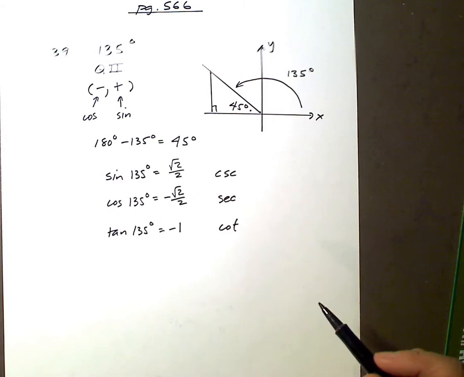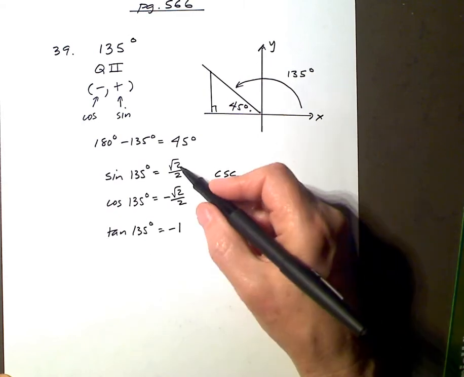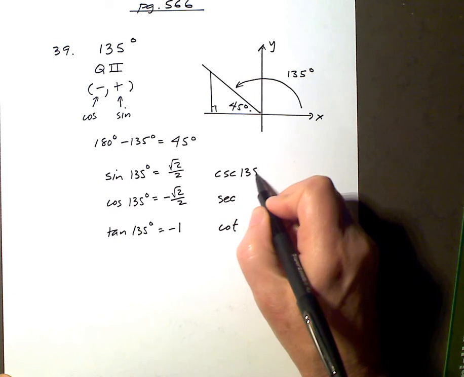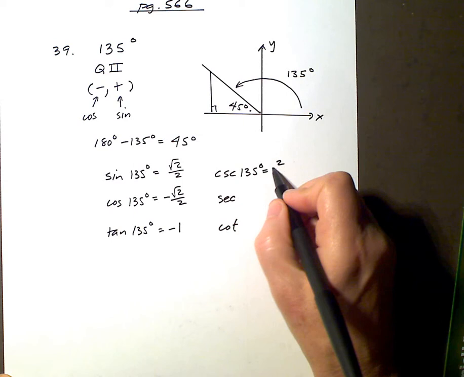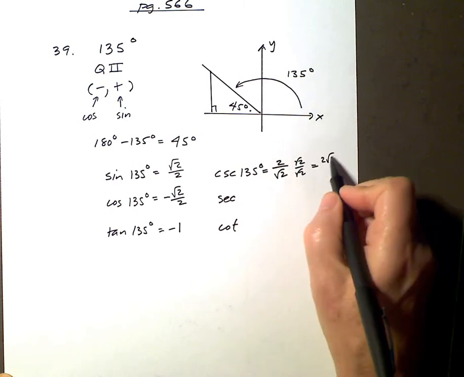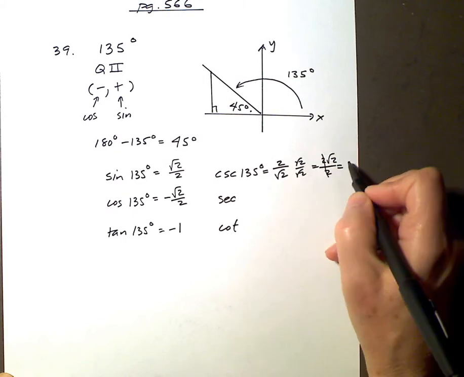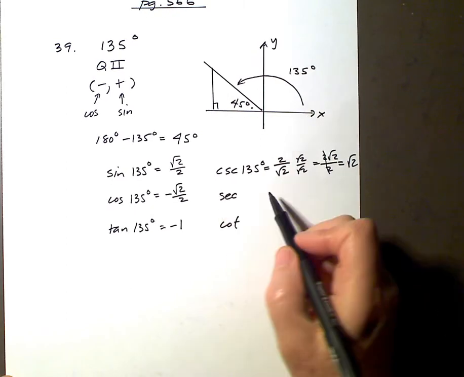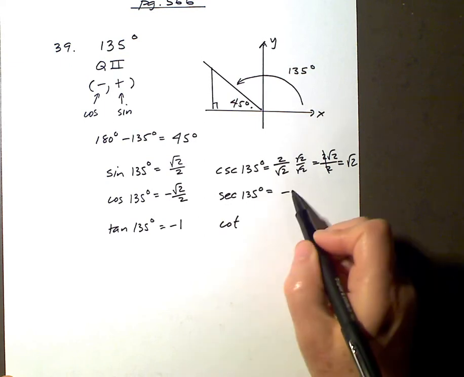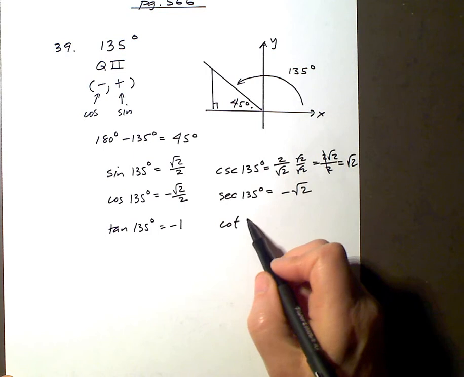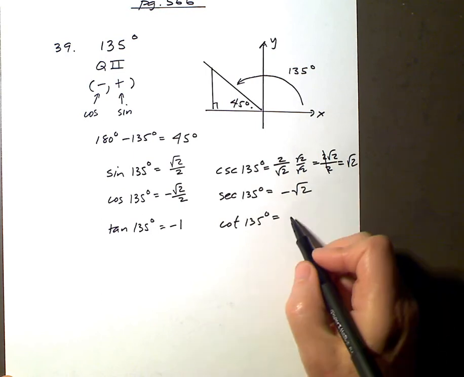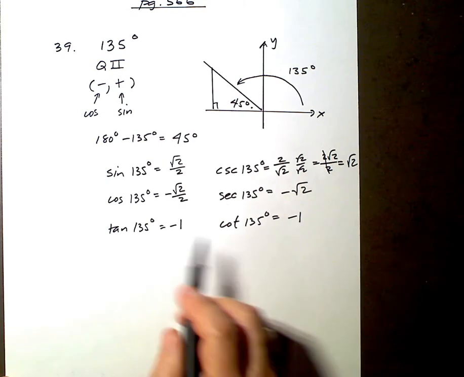So anyway, then cosecant is going to be the reciprocal of sine, so it's going to be 2 over root 2, which when I rationalize that is 2 root 2 over 2, which is just root 2. And secant is going to be the same thing except negative. And the cotangent of a 135-degree angle will be a positive divided by a negative, which is still a negative 1. So it's the same as the tangent.